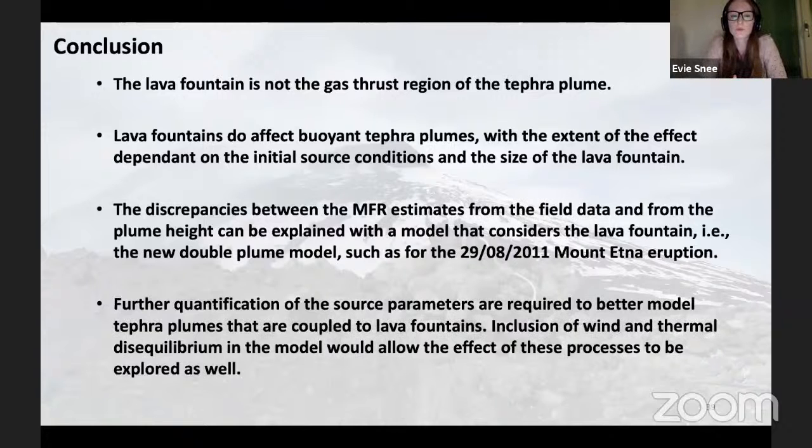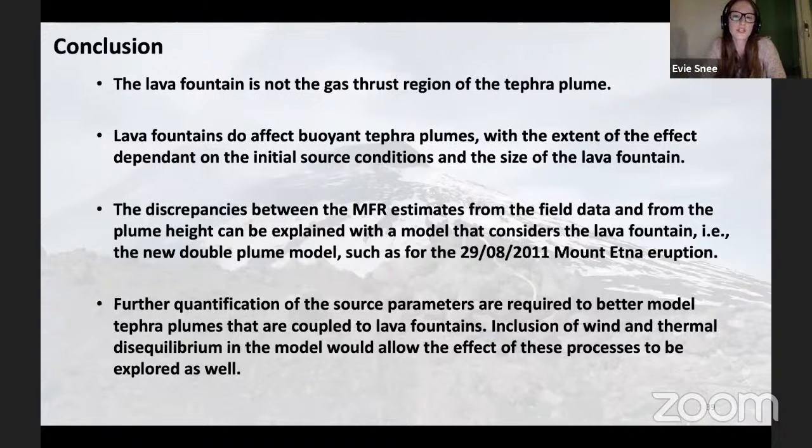We've also further explored the discrepancy of the mass flow rate estimates from two different methods, from the plume height and from the field deposit. And by using the double plume model, we can actually explore these differences and explain why they are there. However, further quantification of the source parameters, which we could use in the double plume model, is required.